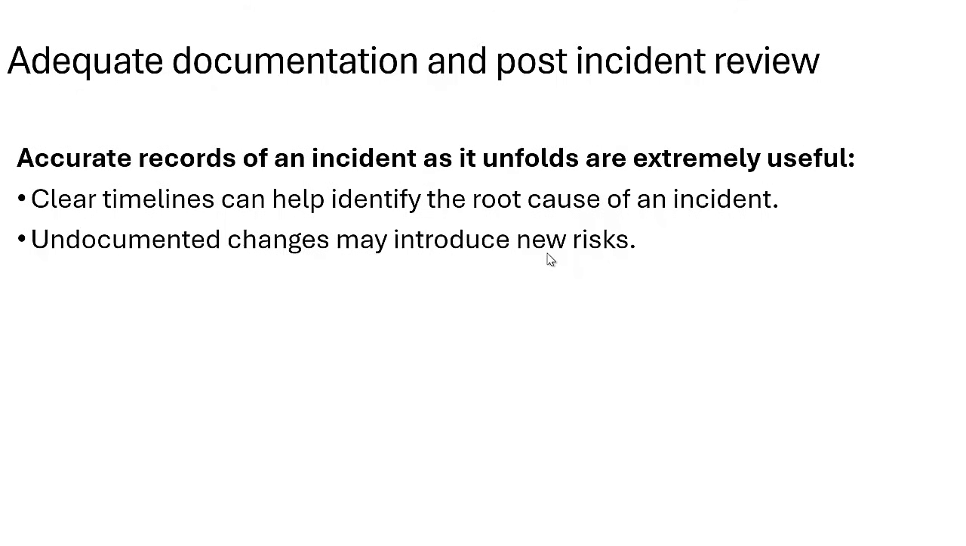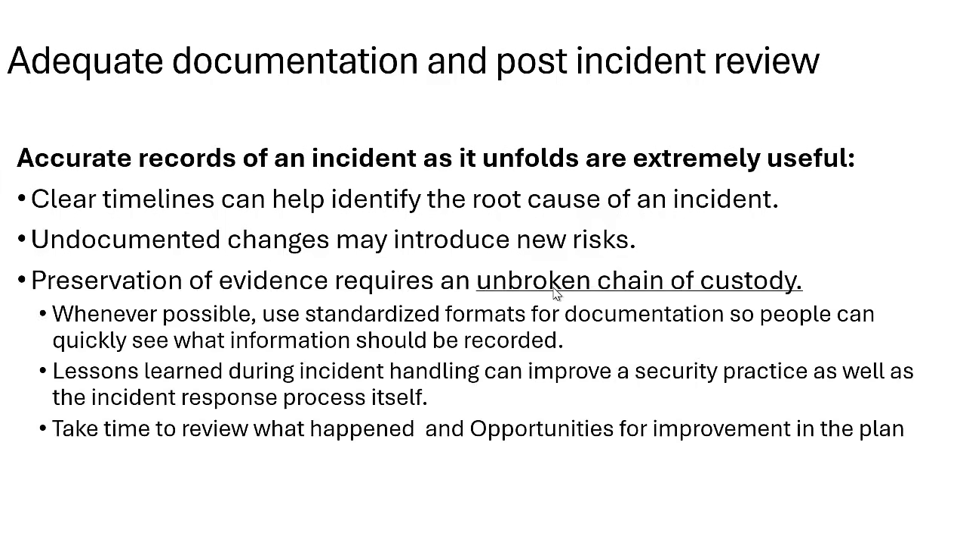Okay. An accurate record of the incident is useful because with the help of that, you can have clear timelines, which help you identify the root cause, why this happened, how this happened. Undocumented changes may introduce new risk. Okay. And we have to make sure we preserve the evidence, which requires an unbroken chain of custody. Chain of custody means the sequence in which you maintain the evidence.